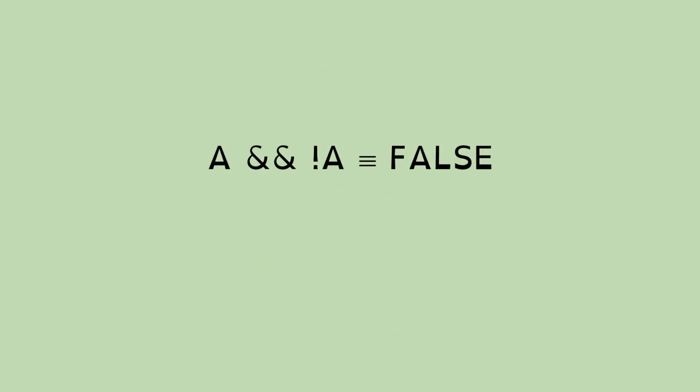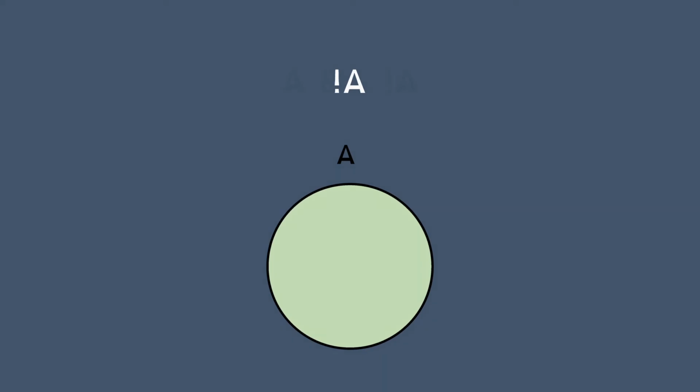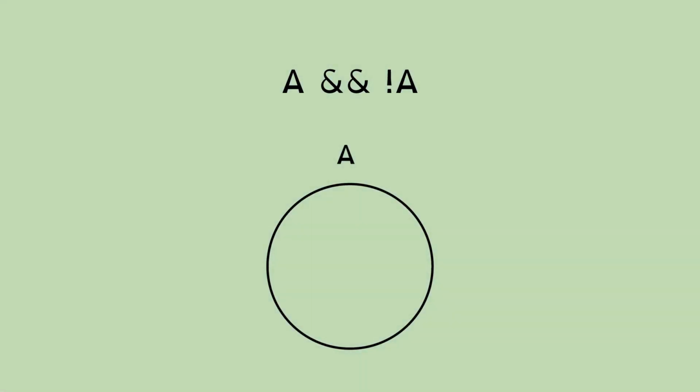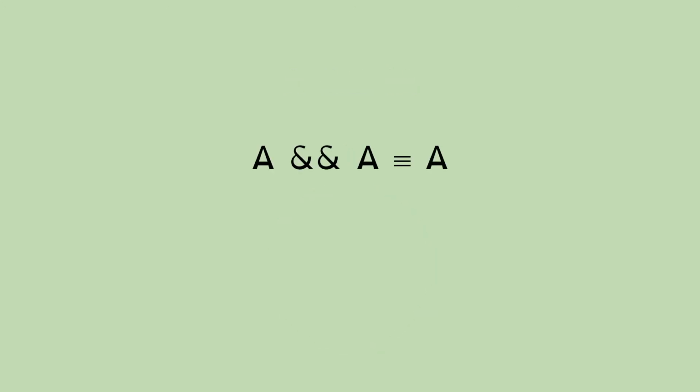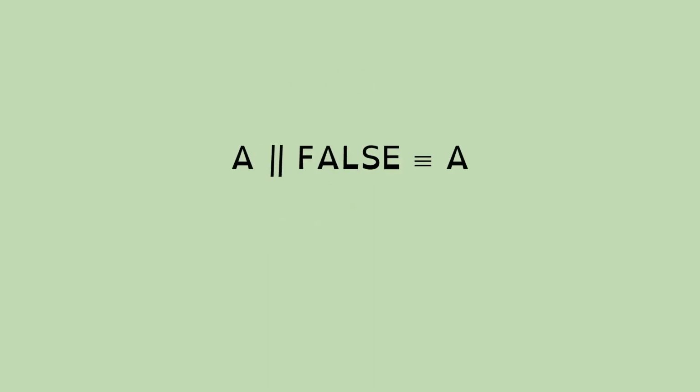Next one, A and not A is equivalent to false. Here's A, not A is the inverse, so it looks like this. Combine the two together because it's an and, I'm going to fade out the light blue. Yes, it's false, there's nothing there, so A and not A is false. A and A equals A. This is so trivial, it's hardly worth dealing with. Here's A and A. Yes, they're the same.